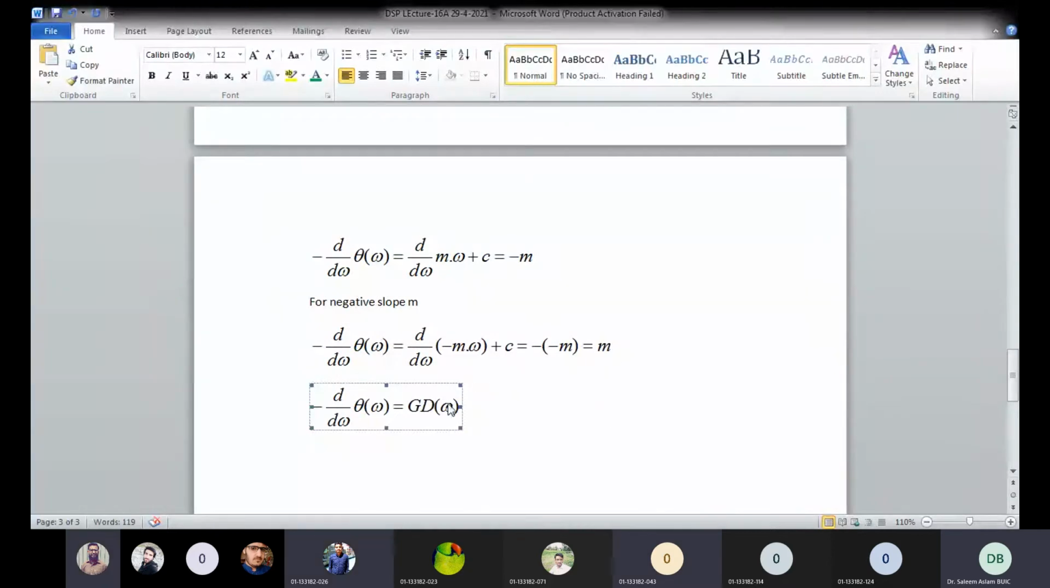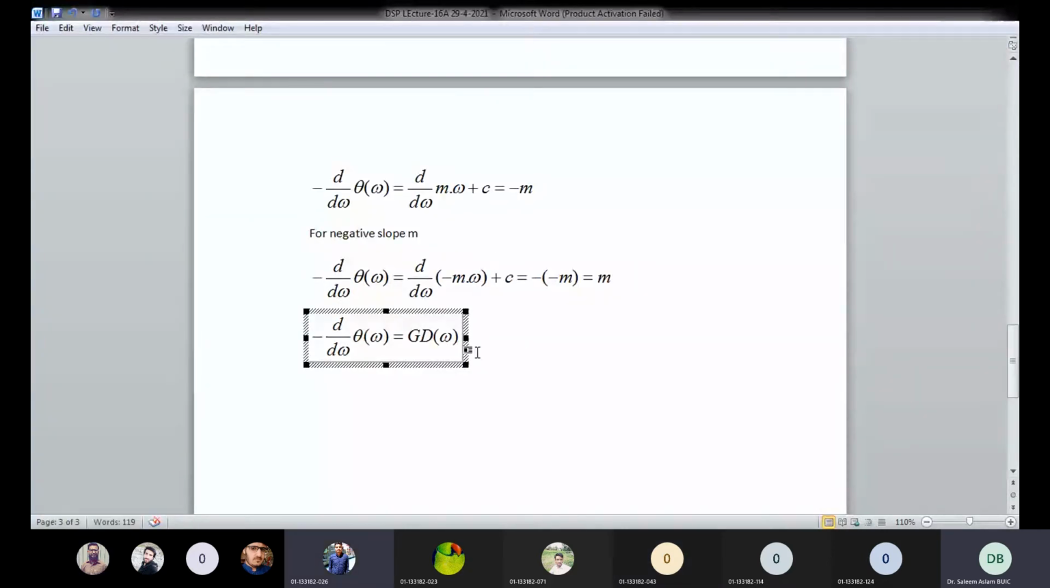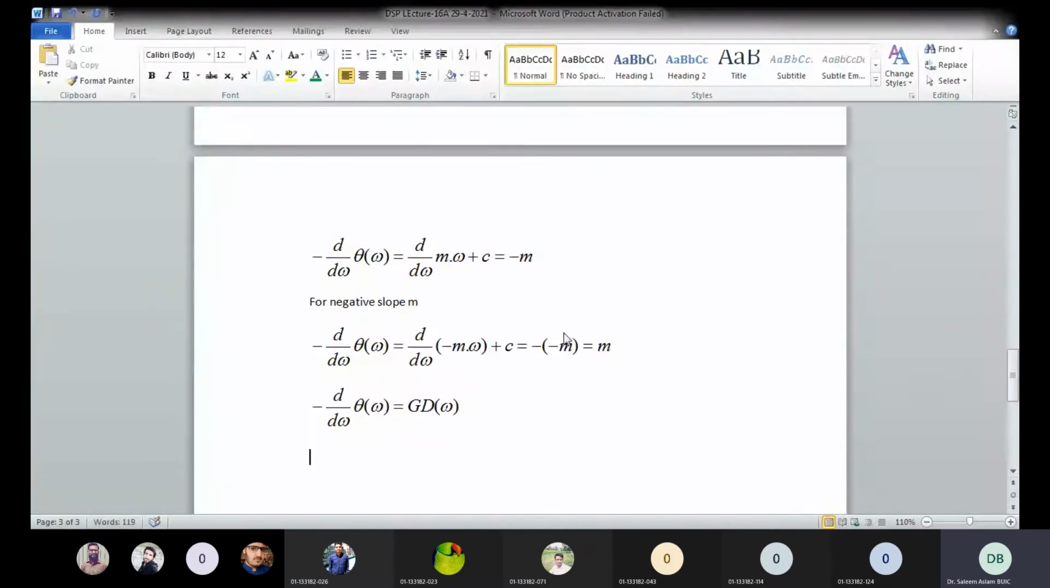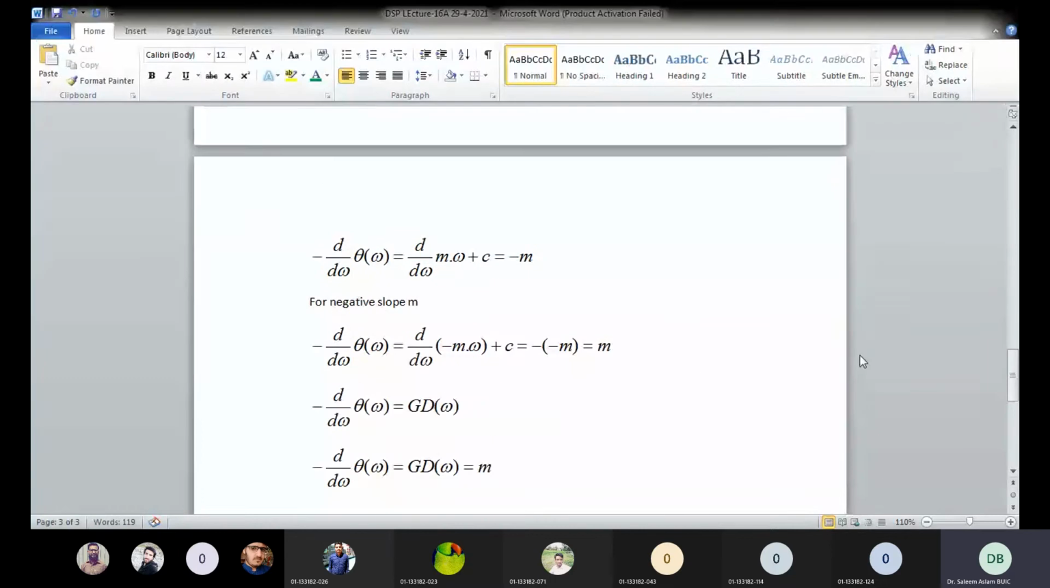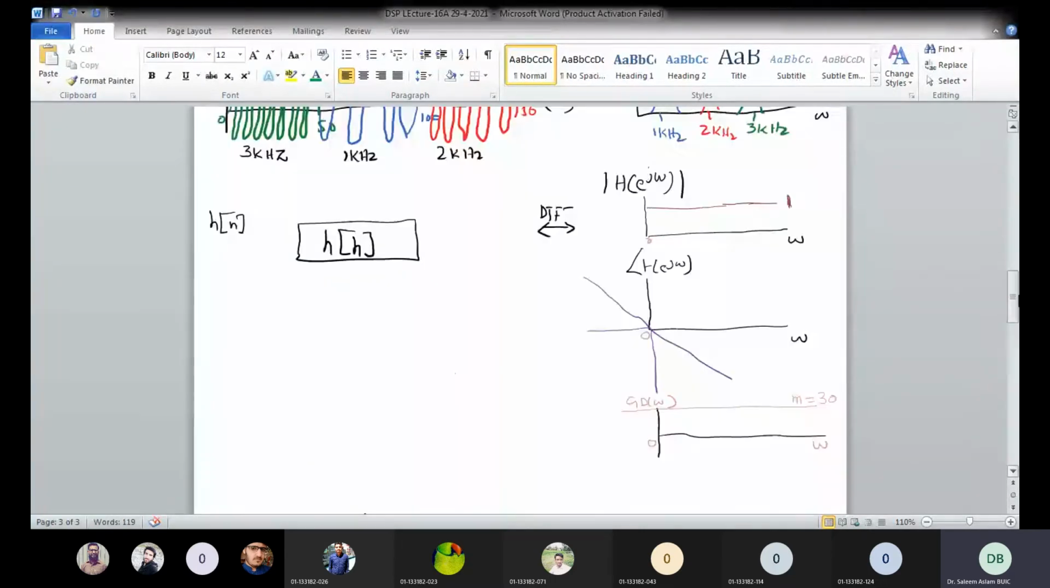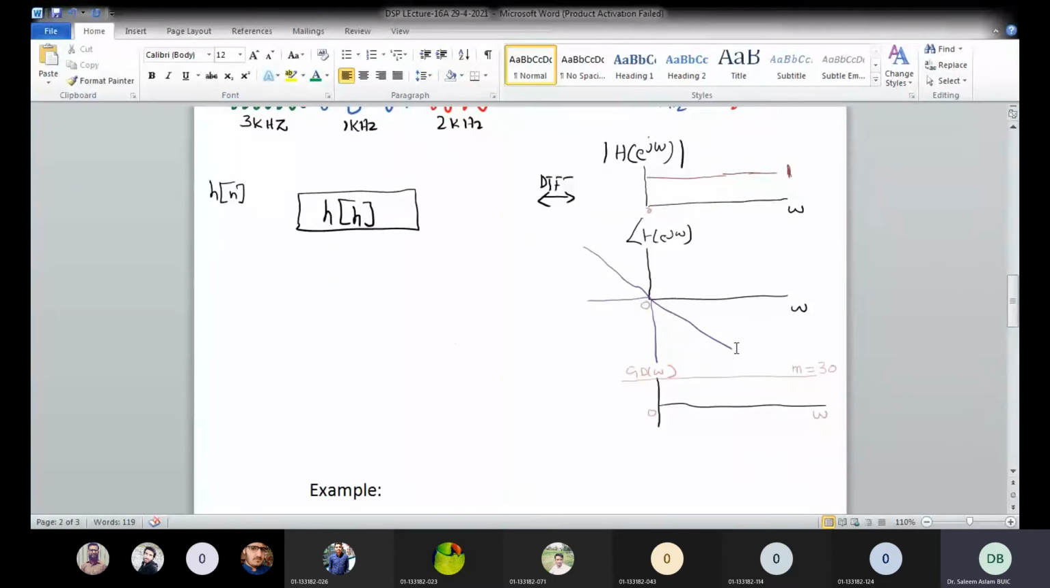So what does it mean? Conclusion is that your group delay is equal to m. So that is why I have done in this equation that if I have a linearly decreasing phase, its group delay will be a constant function which is equal to the slope of the system.